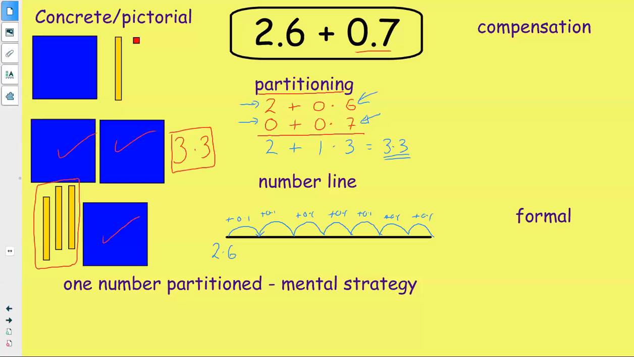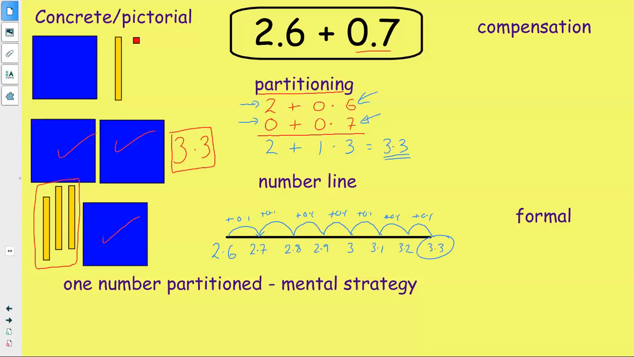So if I go up in 0.1s, it becomes 2.7, then 2.8, 2.9, and it really becomes 2 wholes and 10 tenths, but you know that becomes 3. Then add in another 0.1, 3.1, 3.2, and 3.3. There we go, 3.3 again.